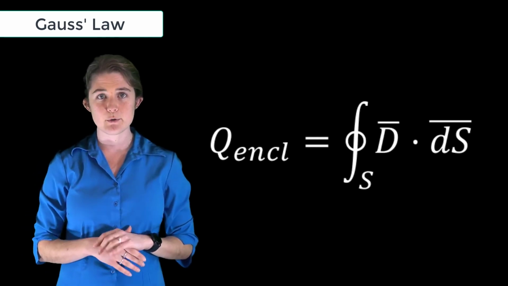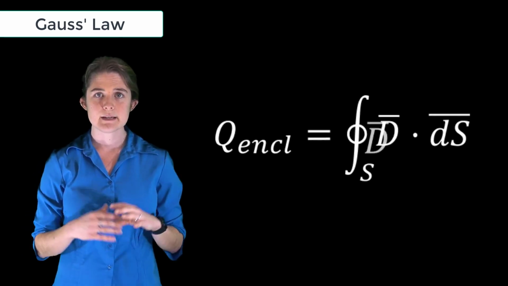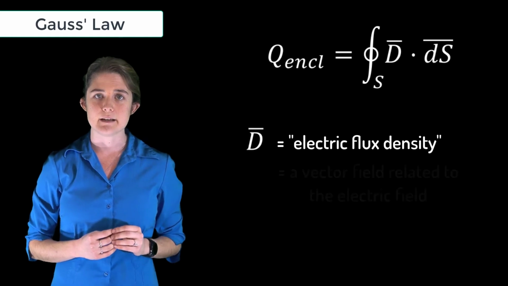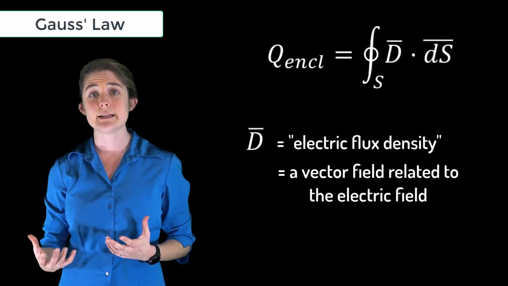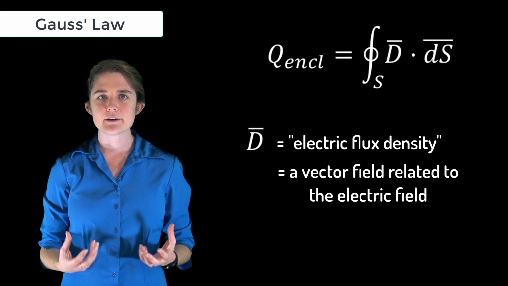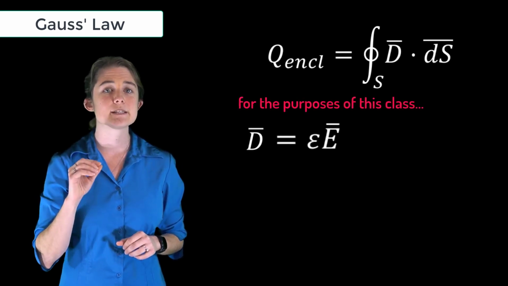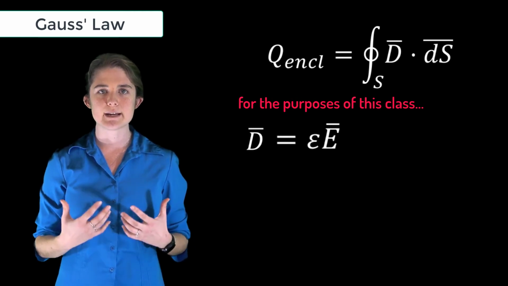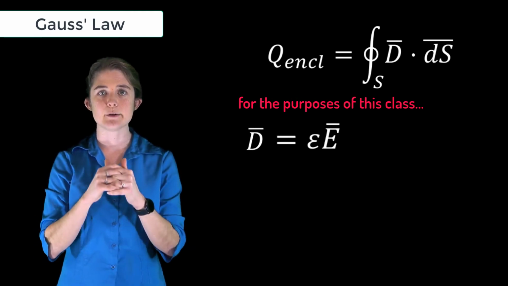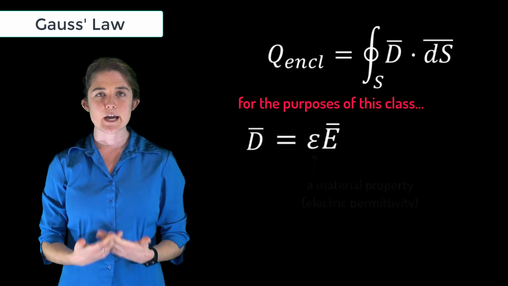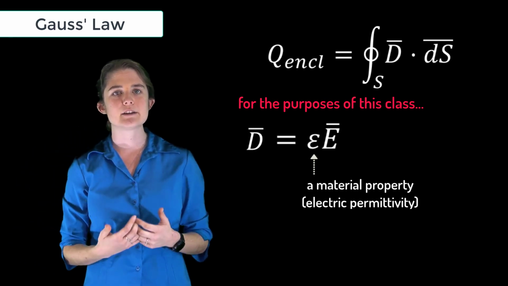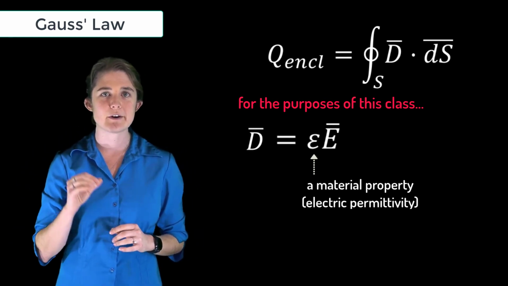Now, we're introducing a new quantity here, D. D is the electric flux density, which is a vector field that is related to the electric field by the material response of the medium in which the field exists. For the purposes of this class, we will use a direct scaling factor. D equals epsilon E. Epsilon is a material property called electric permittivity, which we'll talk about a lot more later in this class.